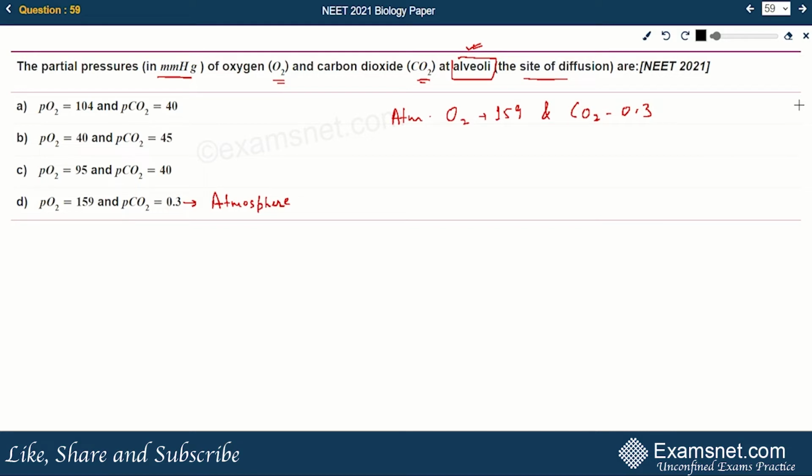Then in blood it also varies, depending on the type of blood. For example, in deoxygenated blood, the partial pressure of oxygen is 40 and the partial pressure of carbon dioxide is 45. On the other hand, in case of oxygenated blood, the partial pressure of oxygen is 95, whereas that of carbon dioxide is 40. So option C is for oxygenated blood.